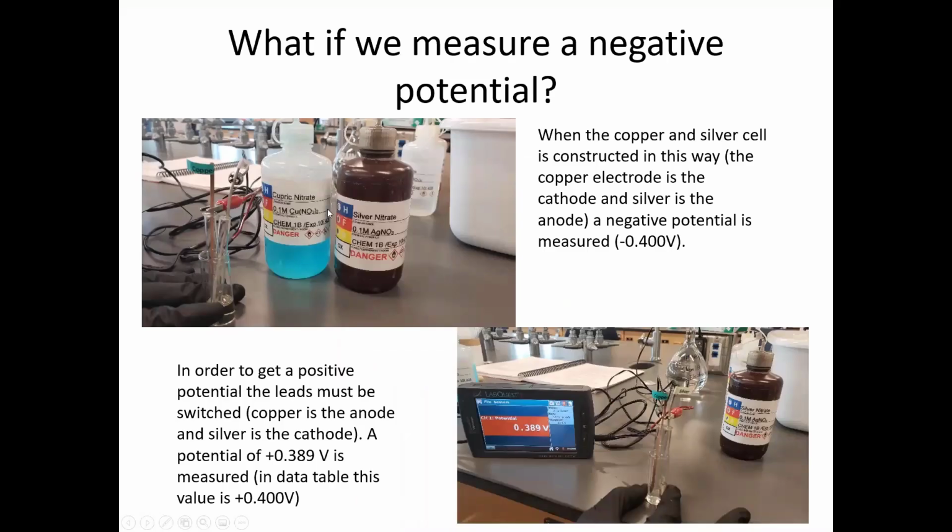But sometimes you can get a negative measurement. For example, for the zinc-copper pair, we can get a positive measurement. For the silver and copper pair, we'll get a negative potential because in this case, copper is no longer the anode; the copper becomes the cathode. So in this case, we simply switch the polarity of the alligator clips, then we can get the positive measurement.